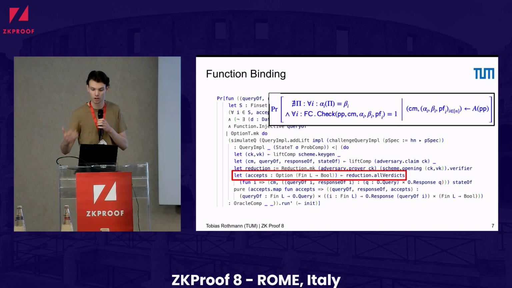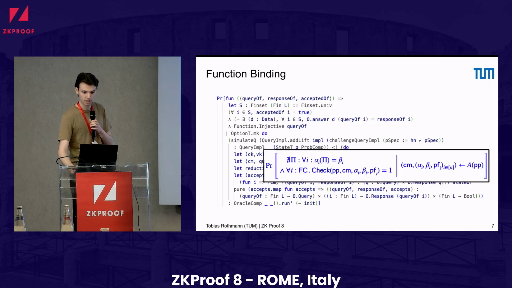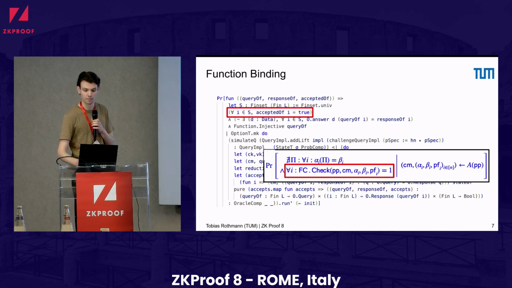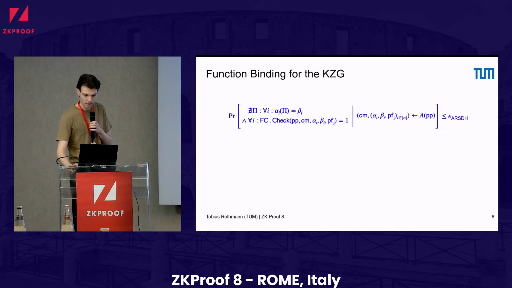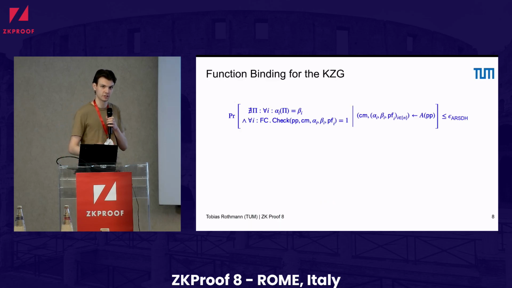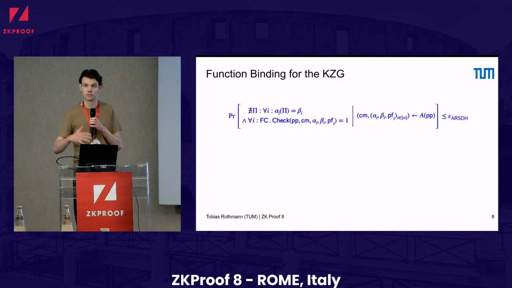So if he accepts or not, and then we go on and check that, of course, the verifier accepted all the values and that in fact there exists no underlying data that would have created these query response pairs honestly, so essentially the relation check. Right, so now we want to prove function binding for the KZG, and concretely we want to reduce function binding to the RSDH assumption in the standard model.